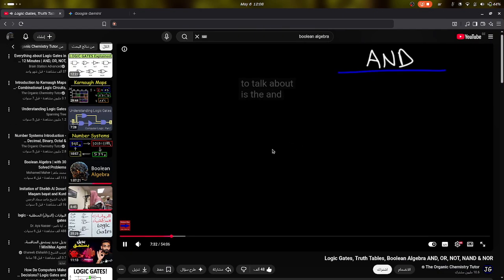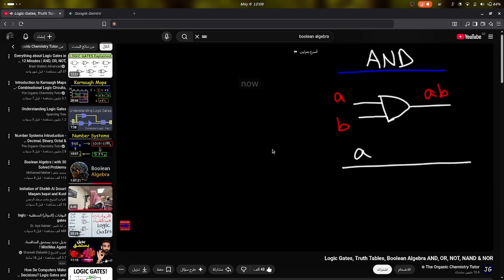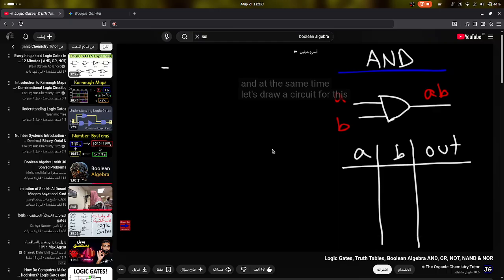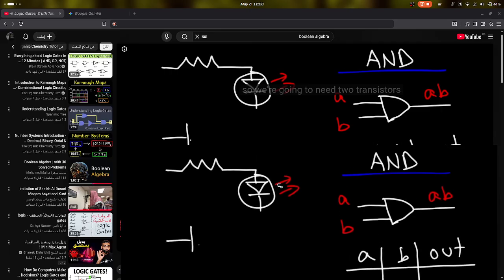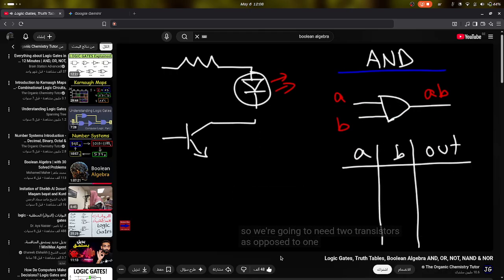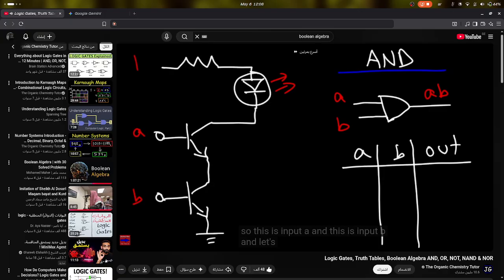about is the AND gate. And here is the symbol for an AND gate. We're going to have two inputs, A and B, and the output will be A times B. Now let's write a truth table. And at the same time, let's draw a circuit for this. So we're going to need two transistors as opposed to one. So this is input A and this is input B. And let's connect it to a voltage source.